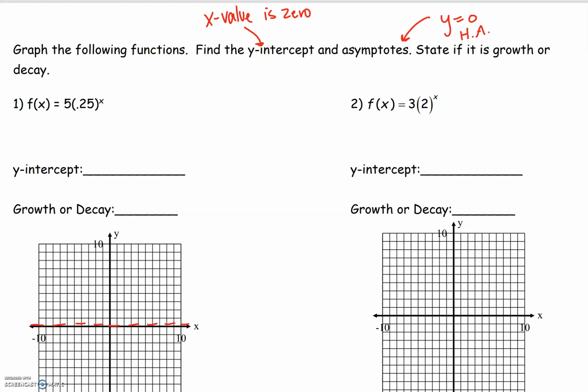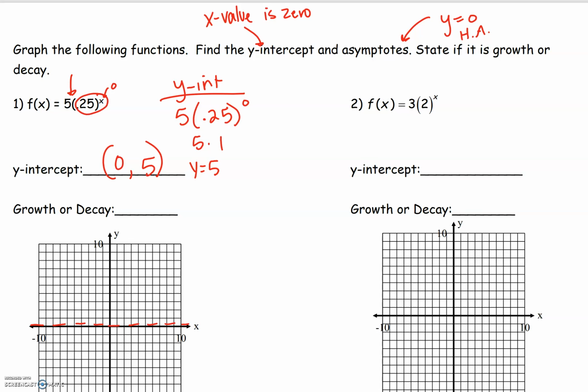So for our first one, we are going to plug in 0 for the x. So whenever anything is to the 0 power, it's 1, and then we'll just take that coefficient and multiply it times 1, and it gives us our y value, our y-intercept, 0, 5. So it's basically just going to be your a value, because every time you plug in a 0 here, it's going to make this into 1. And then it's just going to multiply times our a. So 0, 5, and we're going to plot that point. 1, 2, 3, 4, 5.